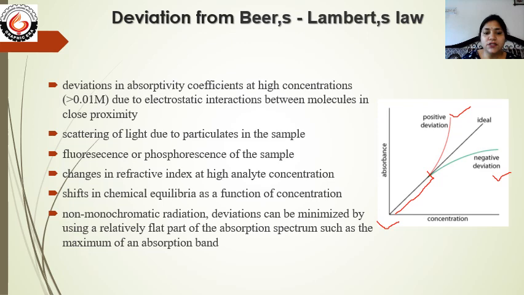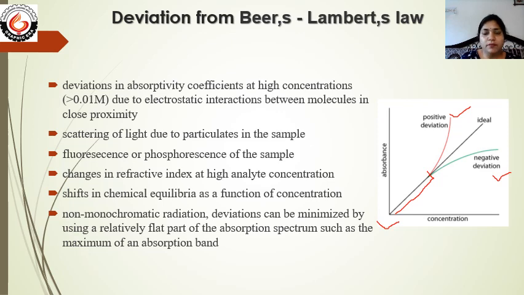Next is non-monochromatic radiation. Deviation can be minimized by using relatively flat part of the absorption spectrum, such as the maximum of the absorption band. That means this one is the instrumental factor. There are lots of instrumental factors also, like if the monochromatic radiation is not perfect, in that case also the instrument shows a deviation from the Beer-Lambert's law.